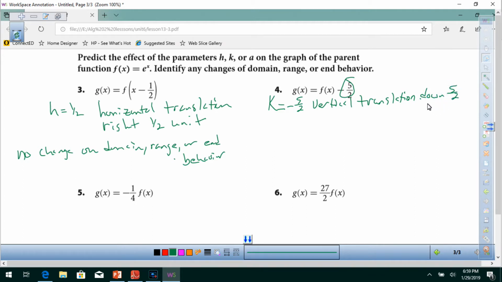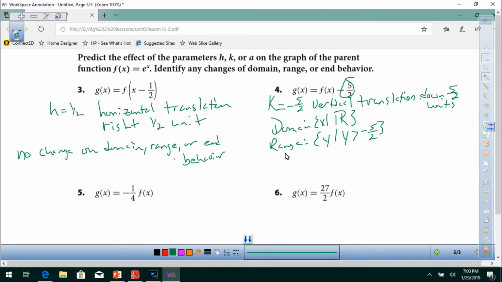Down 5/2 units. All right. Domain will stay the same. Domain will be x such that x is all real numbers. The range is going to change. And that's going to be y such that, since a is positive, y is greater than -5/2.